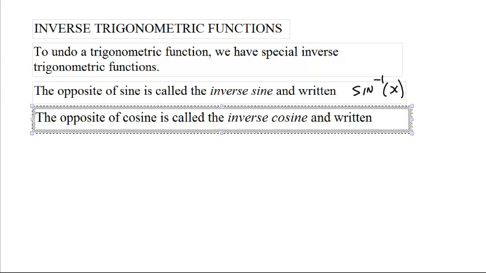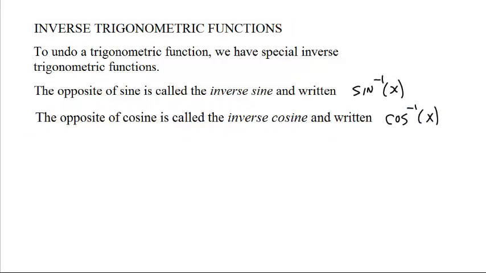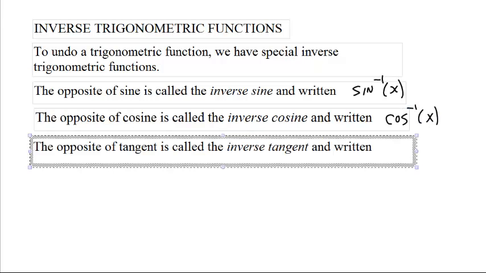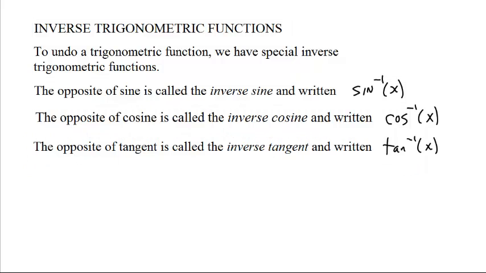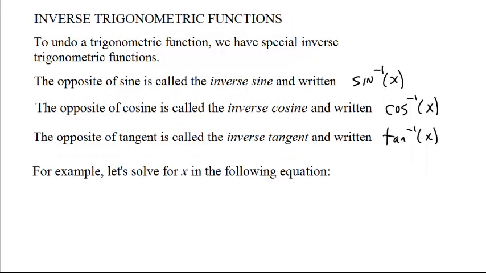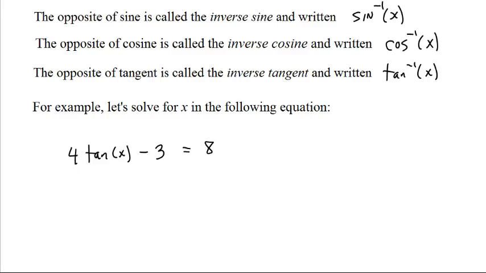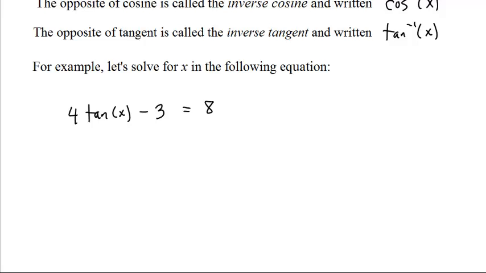The opposite of cosine is inverse cosine, and it's written like that. The opposite of tangent is called inverse tangent, and it's written like that. For example, let's say we want to solve the equation 4 times the tangent of x minus 3 is 8. Well, we've got to clean this up. We want to get x all by itself.